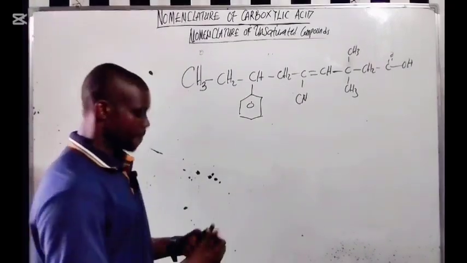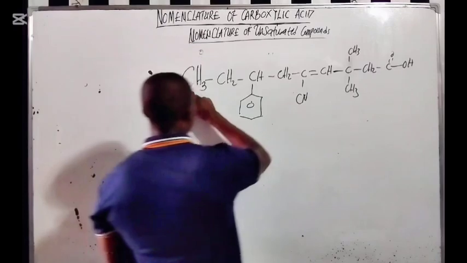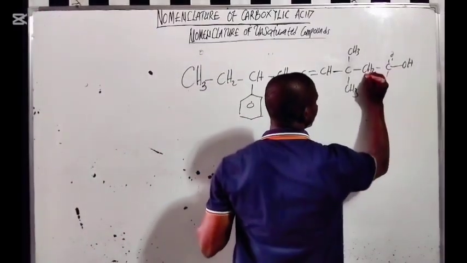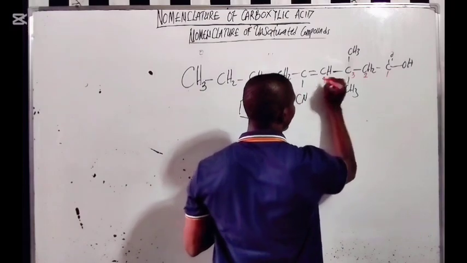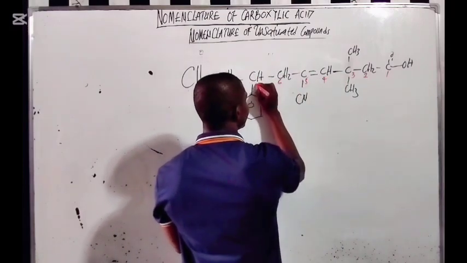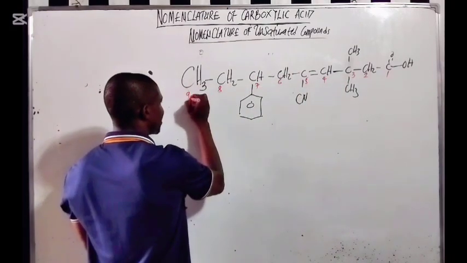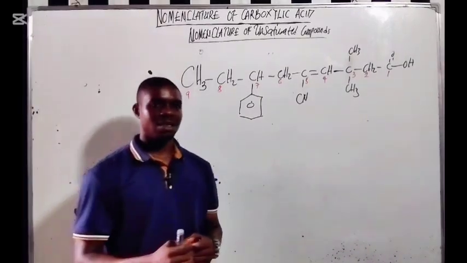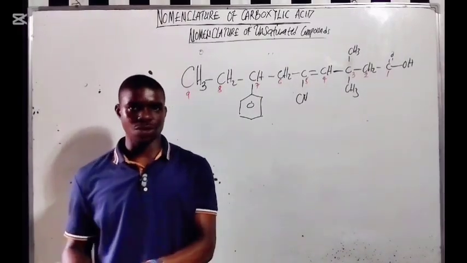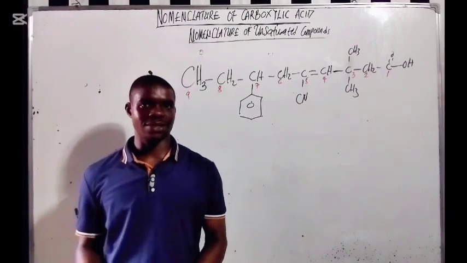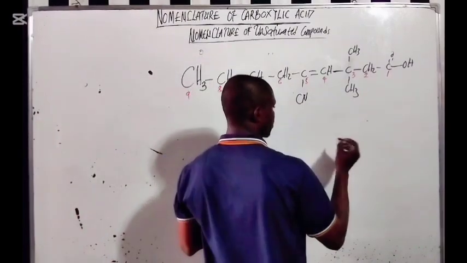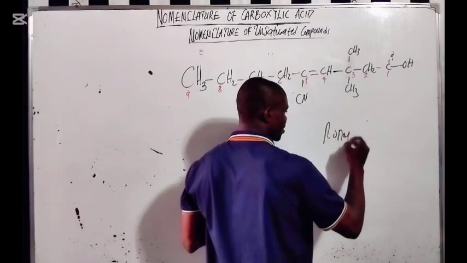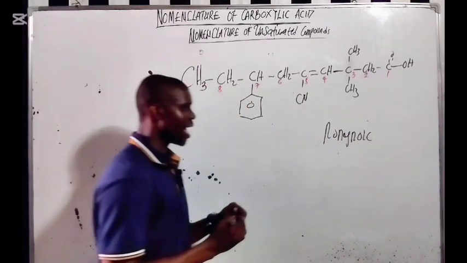If you look at it very well, from here to here we have our carbon chain: 1, 2, 3, 4, 5, 6, 7, 8, and 9. So it's going to be nonanoic acid. With 9 carbons, you should call it nonanoic acid.